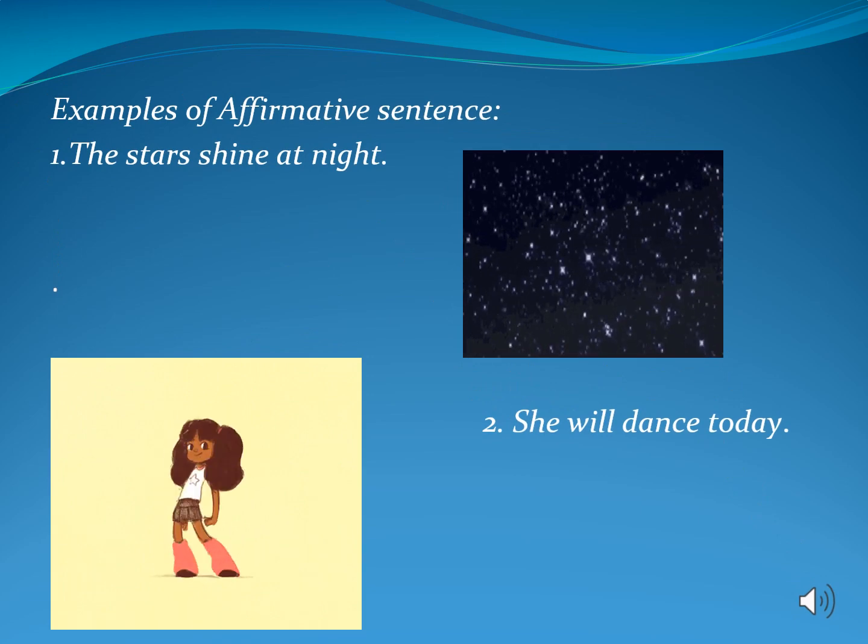Now we'll see a few examples of affirmative sentences. The first one here is: the stars shine at night. You can see the stars are shining here. And the second example is: she will dance today. You can see the picture here. The girl is dancing.